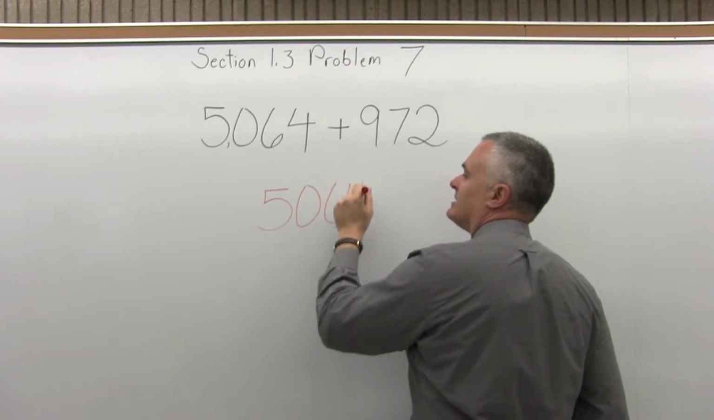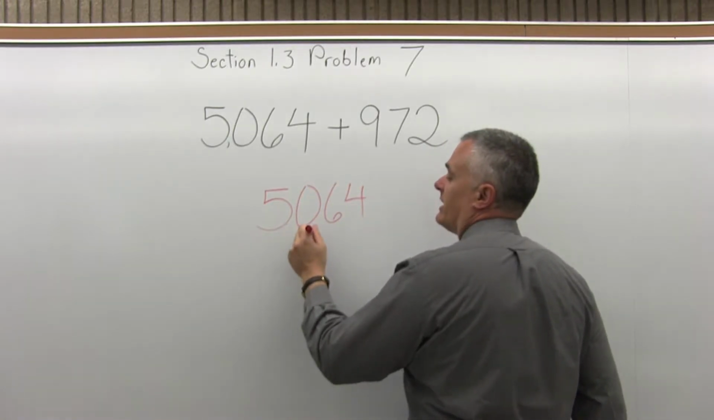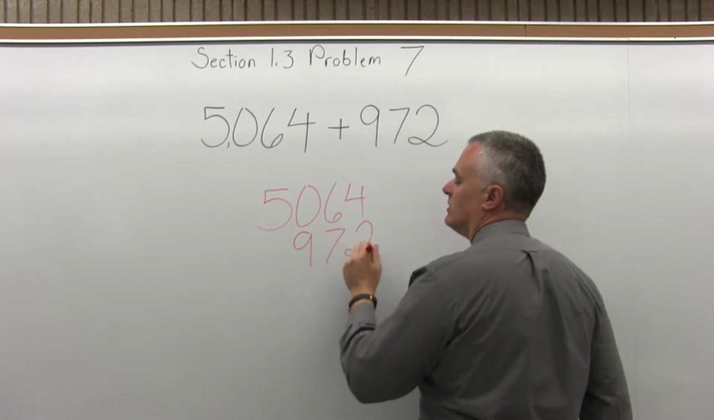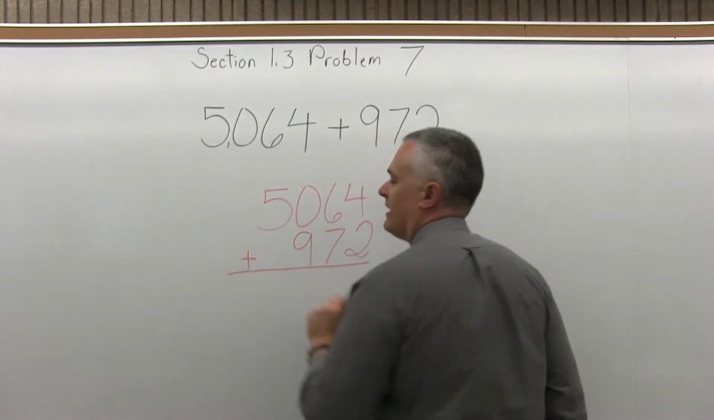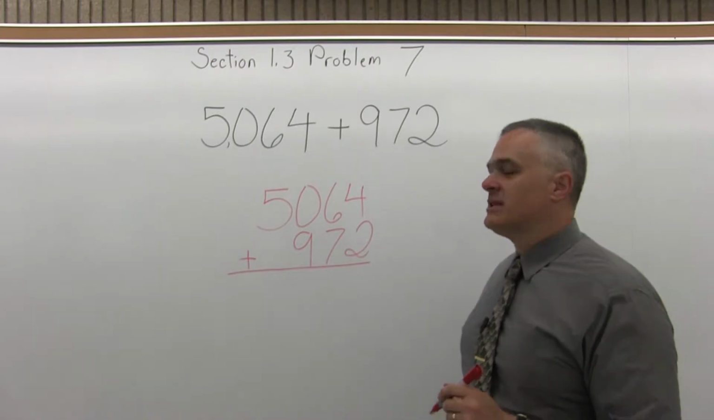So 5,064 I'll write first. Beneath it I'll write 972 with the line and the plus sign. Now it's written in a format that's a little bit easier to deal with.